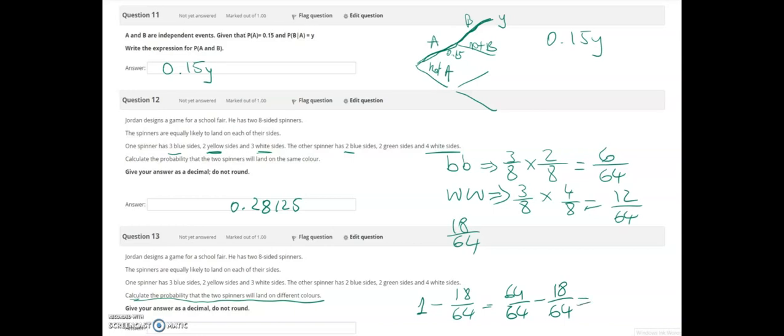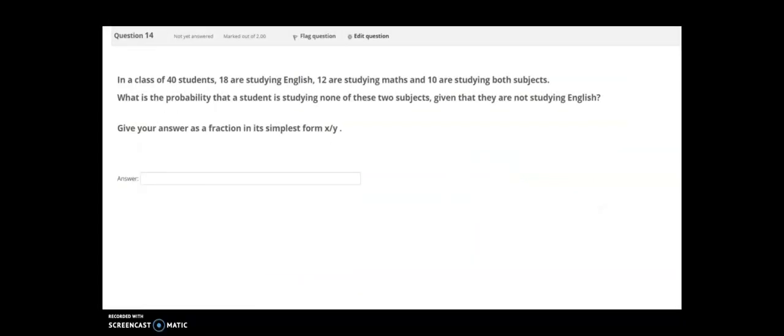This is 46 over 64, which as the decimal is 0.71875. We could have also done 1 take away 0.28125.